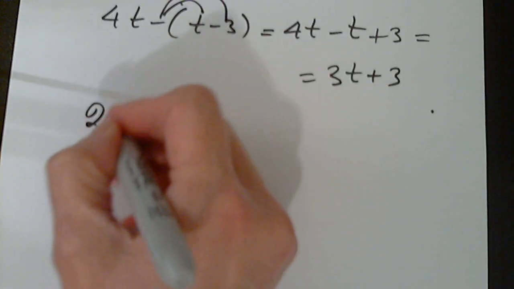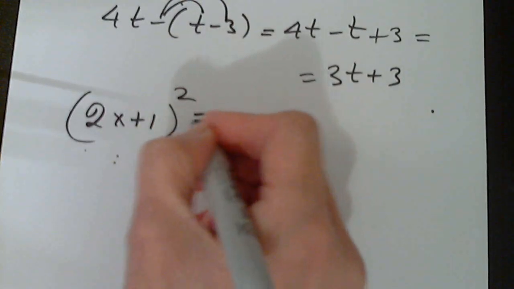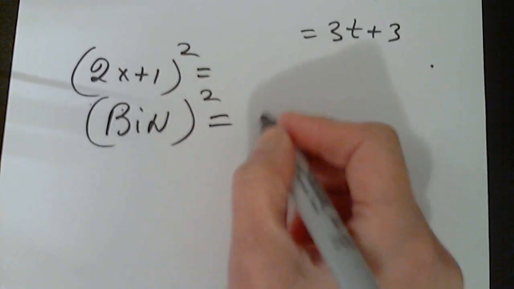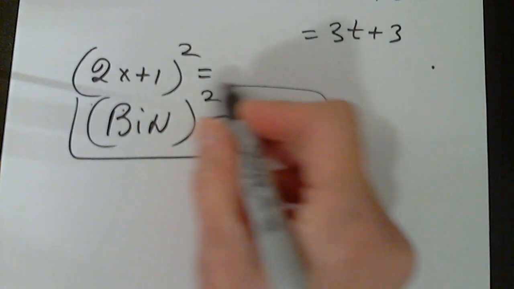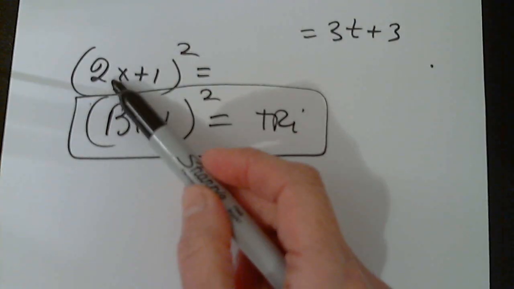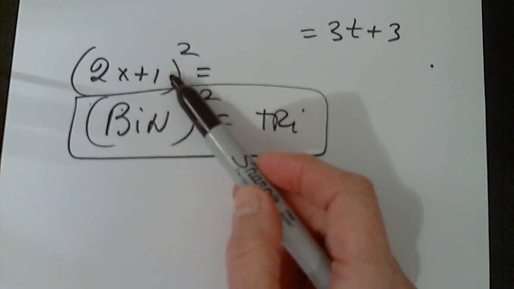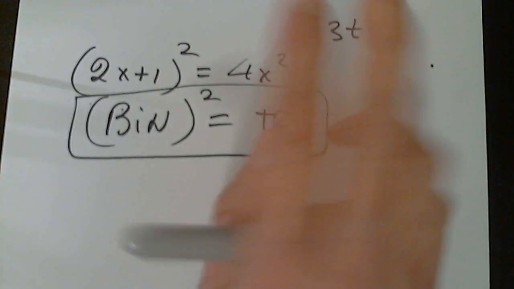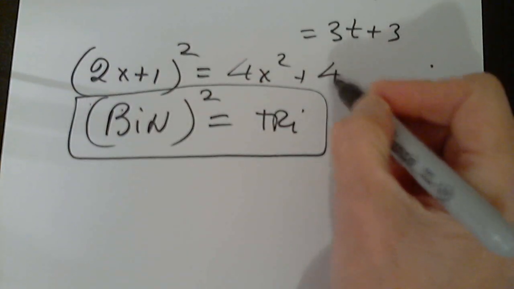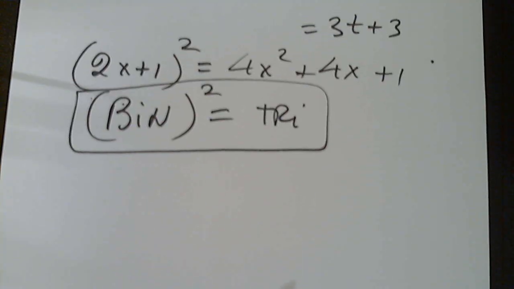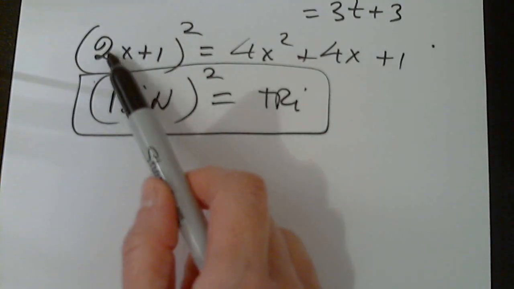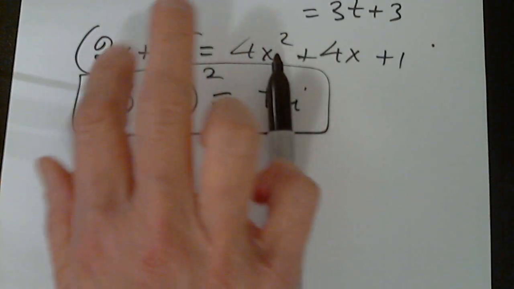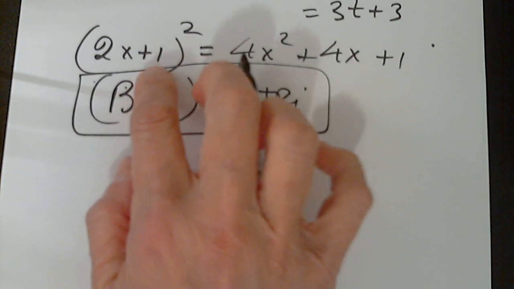The next thing is 2x plus 1 to the second power. And as I mentioned, a binomial squared is a trinomial. So you cannot simply say, oh, I'm going to square 2x and I'm going to square 1. That's not allowed. It's not possible. It's wrong. First term squared plus 2 times the first times the second plus the second term squared. Again, first term squared plus, because it's plus, 2 times 2x times 1 is 4x plus the second term squared.